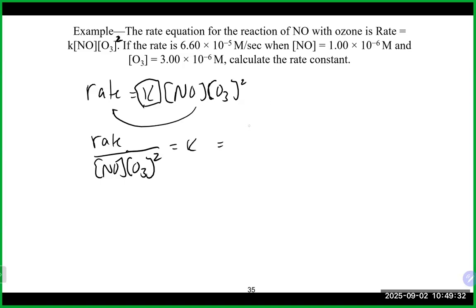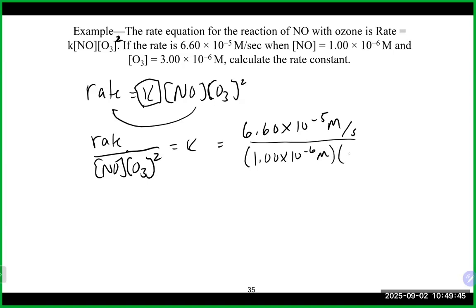Popping in our numbers, they gave us the rate of 6.6 times 10 to the minus 5 molarity per second. We have our NO, which is 1 times 10 to the minus 6 molar, and our O3, 3 times 10 to the minus 6 molar. Again, because I changed it to second order, here we need to square that. Very commonly missed by people, forgetting to do that when they come to solve for k. So make sure you do.